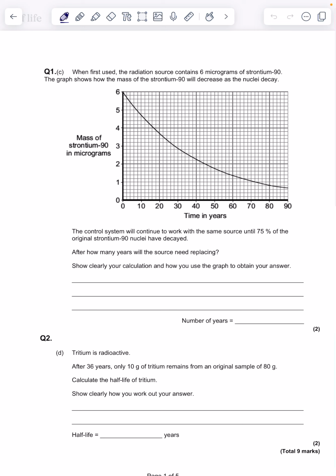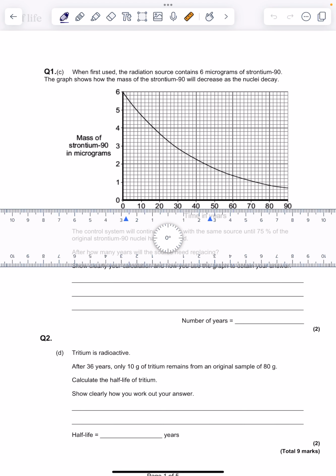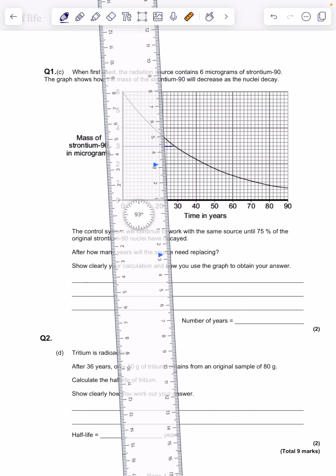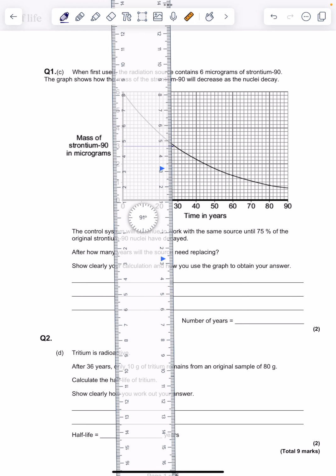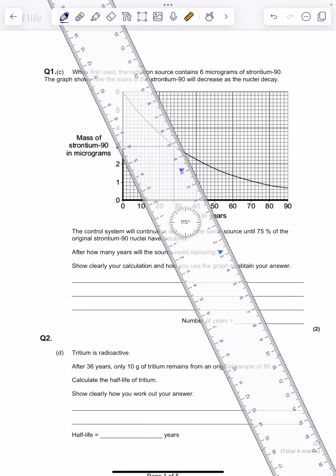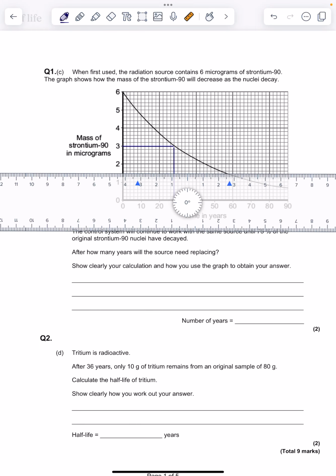For all half-life questions, it's really important that you have access to a ruler. So we've got the mass in micrograms is 6. Half of 6 is going to be 3, so we draw a line at 3. Then where we meet the intercept, that gradient there, we can draw a line going down. Now half of 3 is 1.5, so we do another one just to make sure.